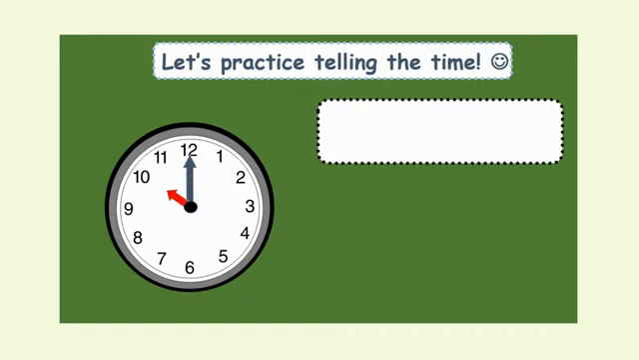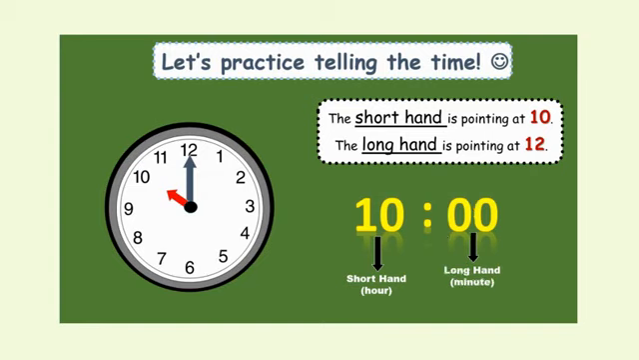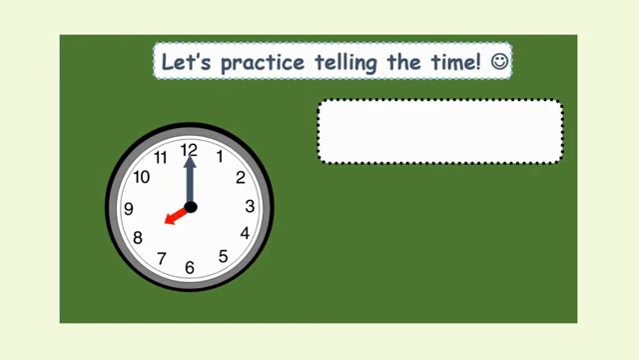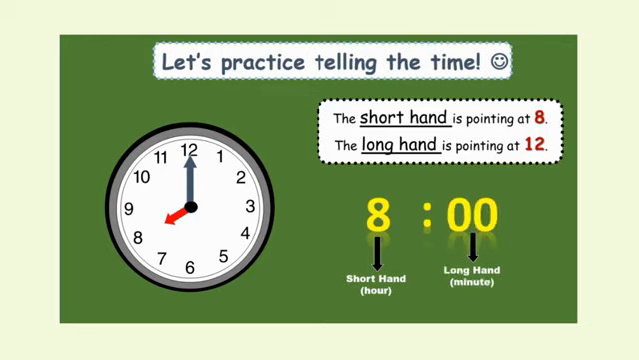Let's have another one. The short hand of this clock is pointing at 10. So we'll write 10. While the long hand of this clock is pointing at 12. So the time is 10 o'clock. Another example. The short hand of this clock is pointing at 8, while the long hand of this clock is pointing at 12, so the time is 8 o'clock.